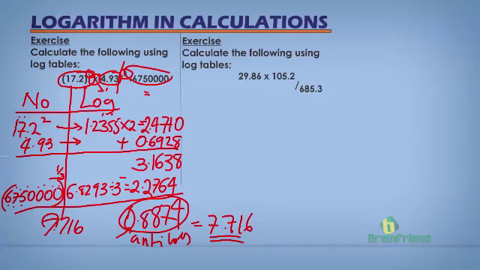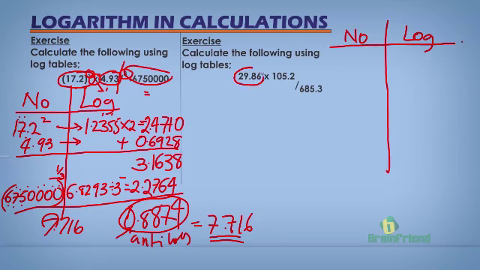We've been asked to calculate the following using the logarithm table, that is 29.86 times 105.2, all divided by 685.3. Once again, we simply lay out a neat table with fields, number, and logarithm. Then we'll take our individual numbers and work with them. So we have 29.86.